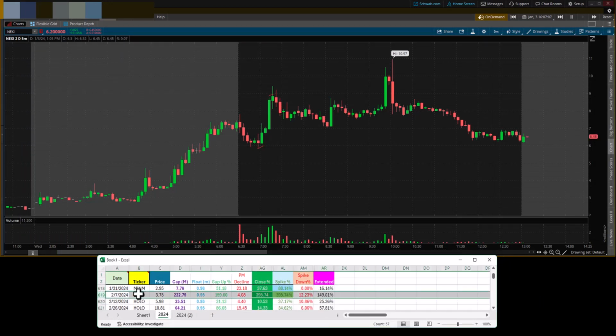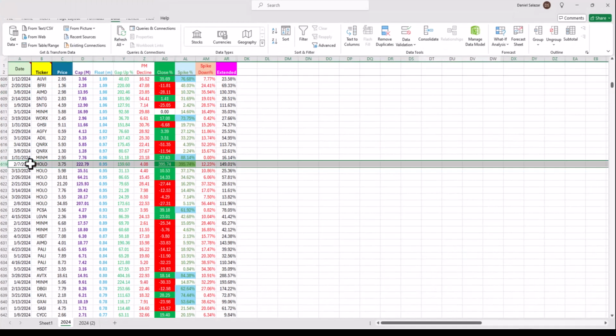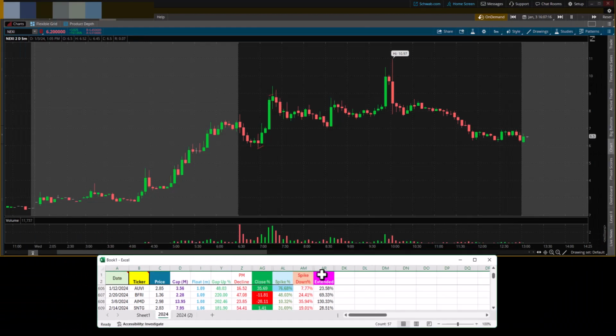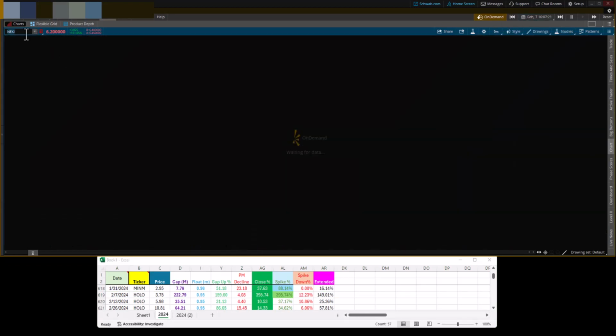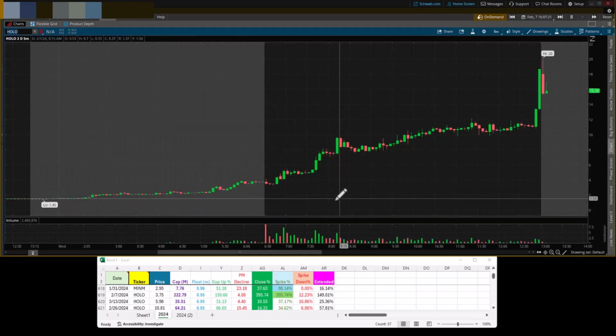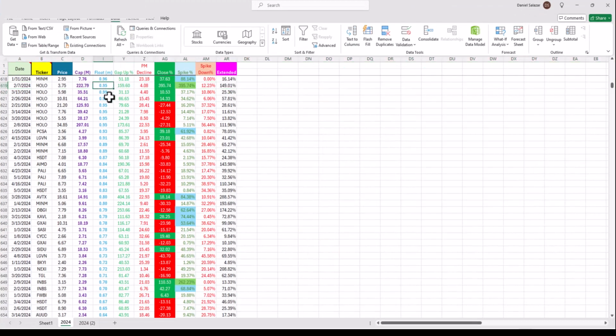For example, look at this one right here. This is one of the ones that has spiked a lot. It's HOLO on February 7th, 24. Okay. February 7th, 24. Let's look at that one. HOLO. Okay. As you can see how this one just went very aggressive. This one has a market float of not even 1 million. That's how small it is.